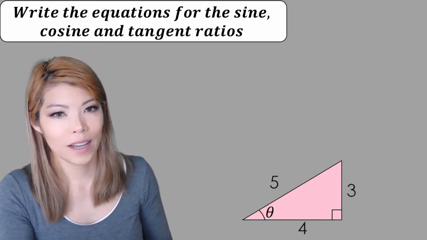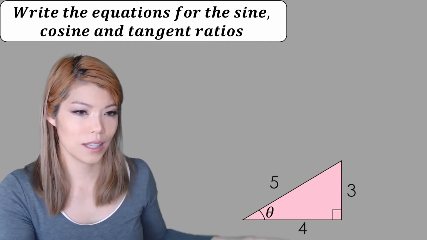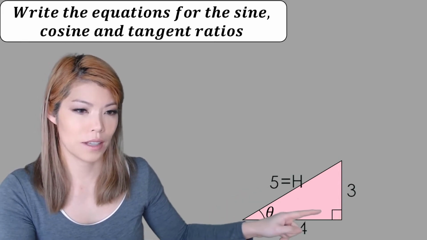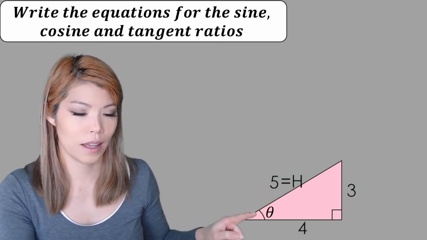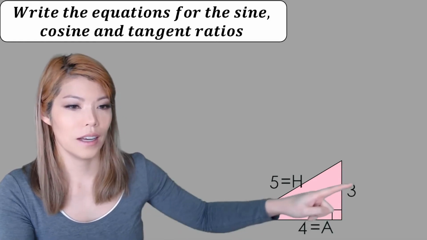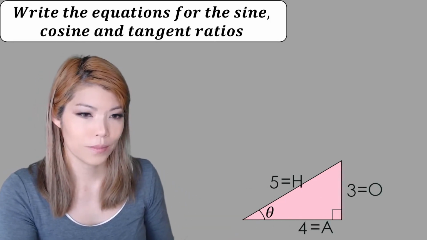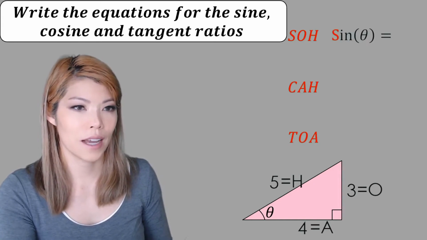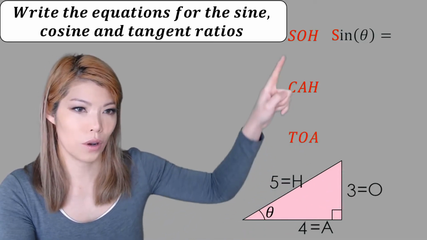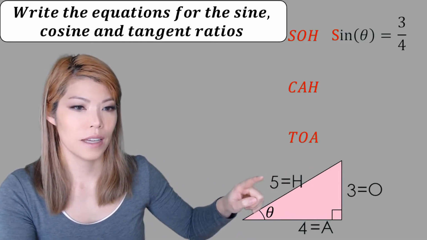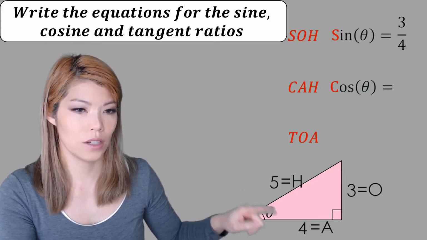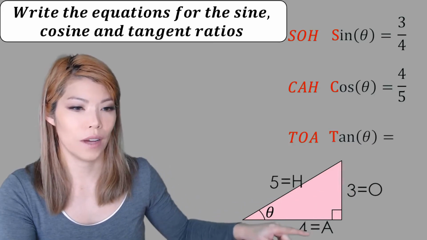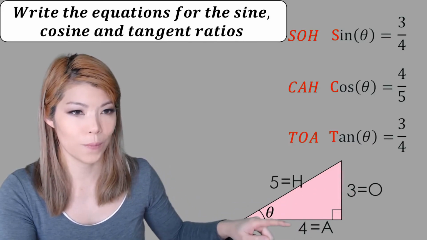Write the equations for the sine, cosine, and tangent ratios. So let's have a look at this. First of all, what do we need to do? We need to label it. So that's the hypotenuse because it's across from the right angle. Now the angle's over here, so that's the adjacent. And lastly, the opposite. Now we have those three. We remember SOHCAHTOA. And we can write down sine theta is equal to O over H, 3 over 5. Cos theta is equal to A over H, so 4 over 5. And tan theta, or TOA, is O over A, 3 over 4.